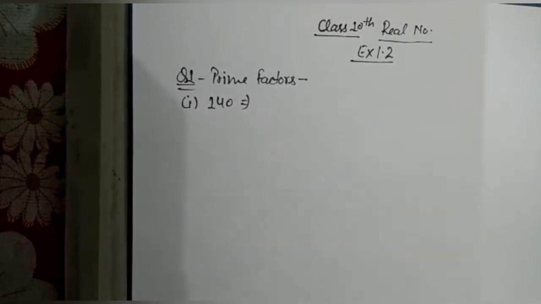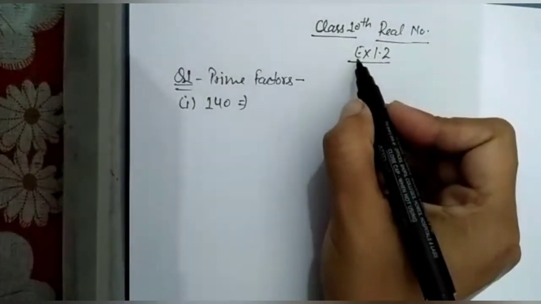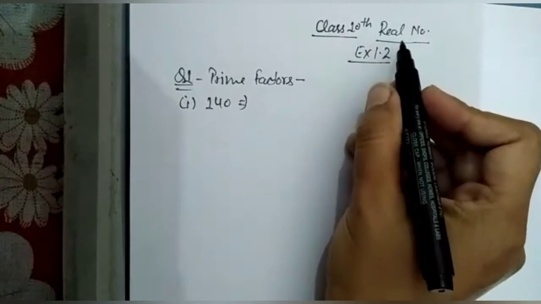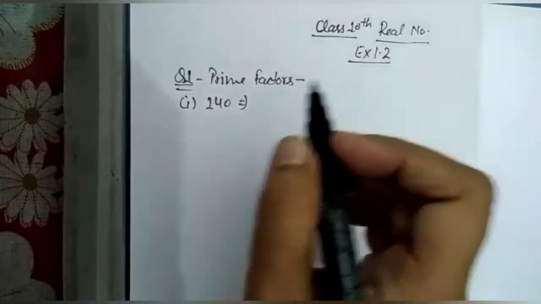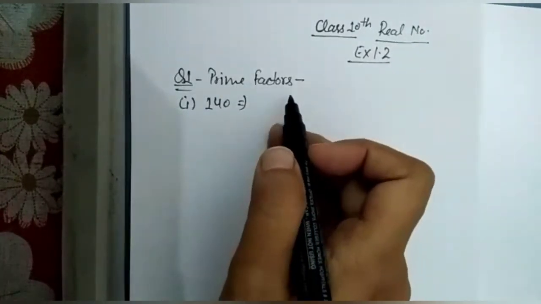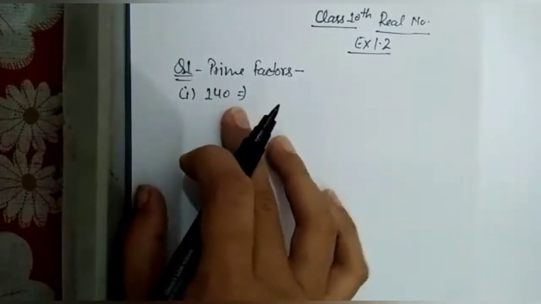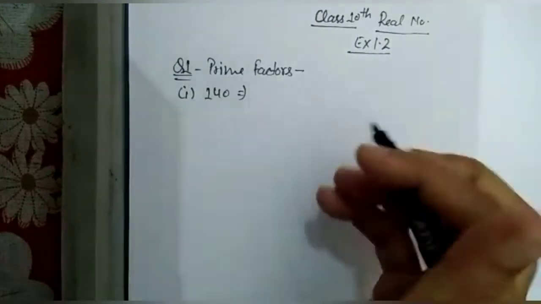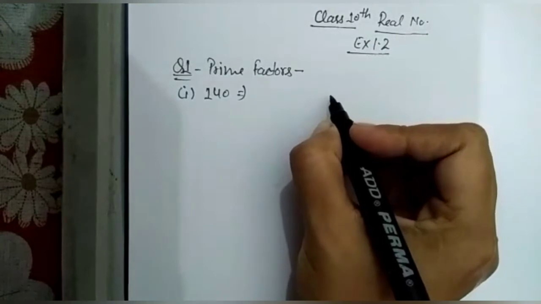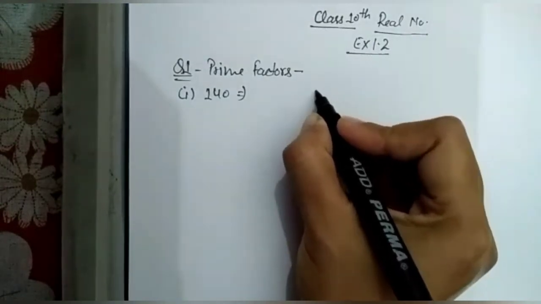Hello students, today we will see exercise 1.2, class 10, chapter 1, Real Numbers. Our first question is prime factors. You have to find the prime factors in this question. As I told you yesterday, you just have to factorize 140.